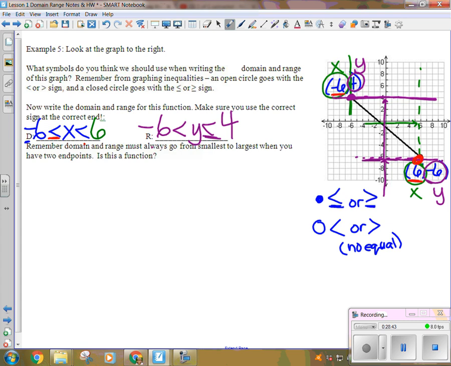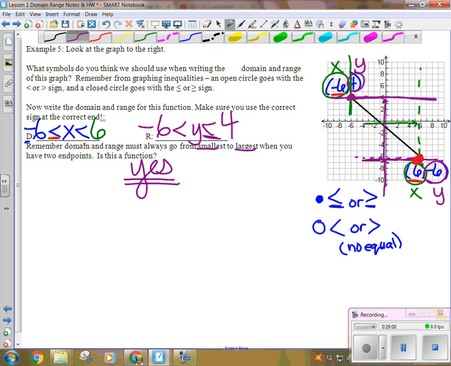We wrote it all ourselves from the beginning. It didn't set it up. We set it up ourselves. The domain and range must always go from smallest to largest when you have the endpoints. Is this a function? The answer, yes.